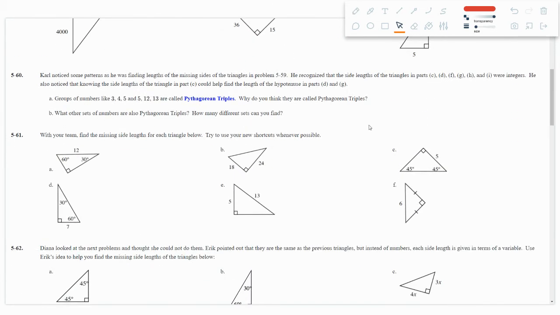And so now we have groups of numbers like 3, 4, and 5, 5, 12, and 13 are what we call Pythagorean triples. Now, why do you think they're called Pythagorean triples? Well, if we put the two words together and separate them, Pythagorean comes from Pythagorean theorem. So a squared plus b squared equals c squared. But then triples. Why are they triples? Well, these are 3 numbers that will always work in any single right triangle. In any single situation, it will always work.